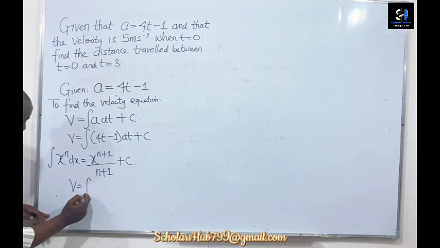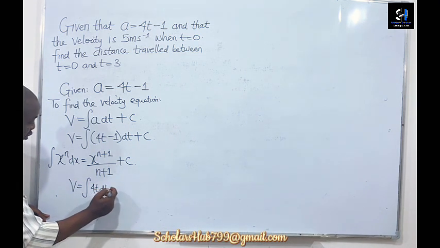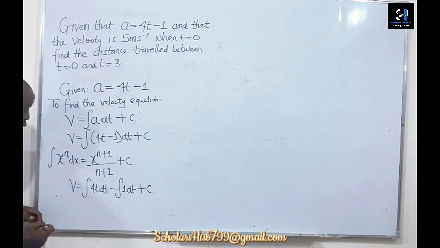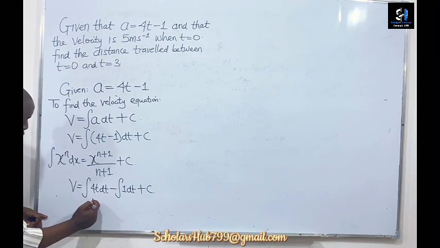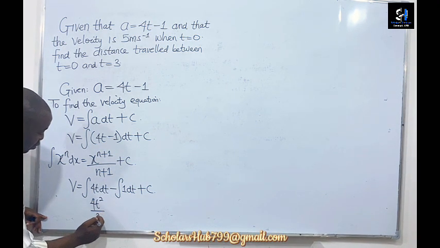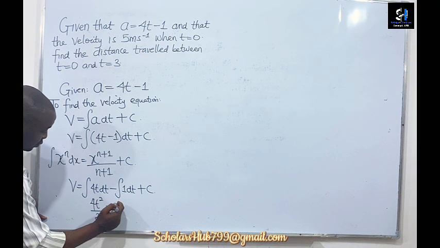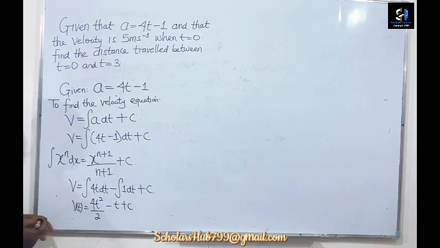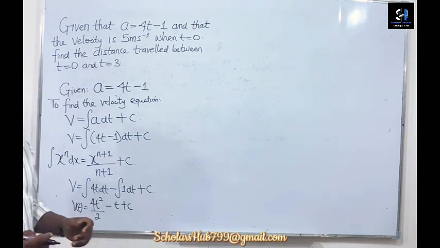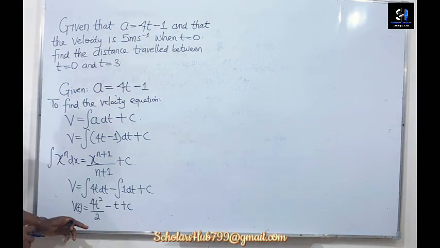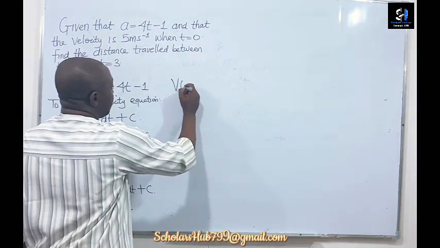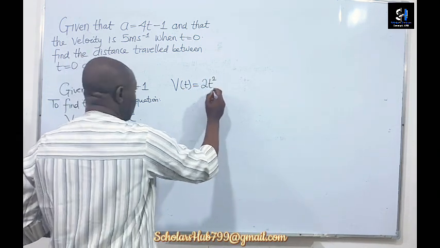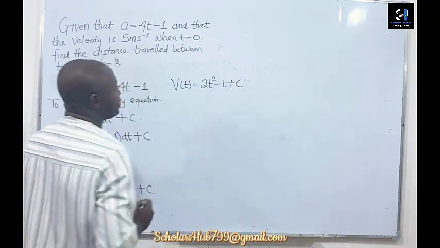So we have v equals the integral of 4t with respect to t minus the integral of 1 dt, then plus the constant of integration. So this will be 4t squared over 2 minus t, then plus c, equals v of t. That is the velocity function, that is velocity as a function of time. So in this case, v of t will be equal to 2t squared minus t plus c.